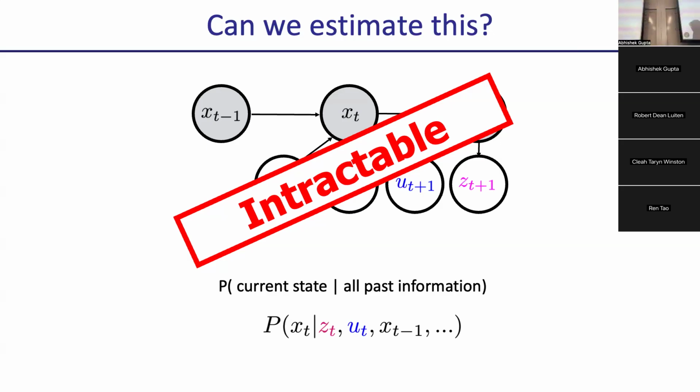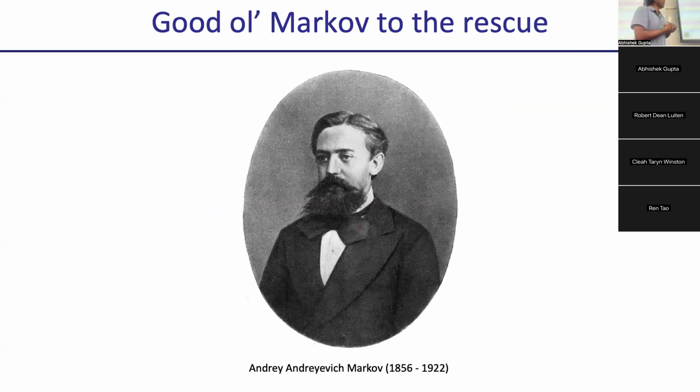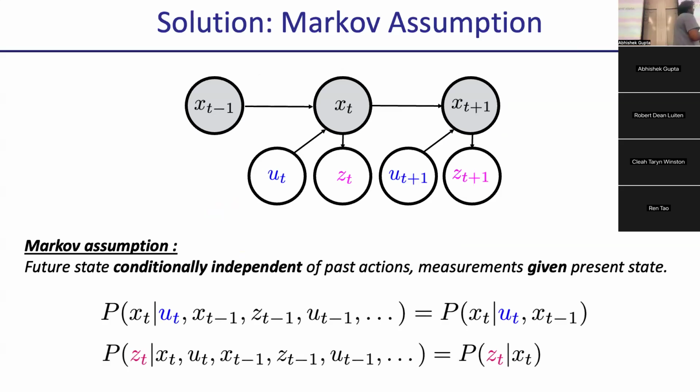Cool. So this process by itself is intractable. What we're going to try and do is use an assumption by this guy Markov. Has anyone heard of the Markov assumption? Okay, all that the Markov assumption says is that the past is independent of the future conditioned on the present. That means I don't need to know all of my history to make decisions about the future. I just need to know my current state.